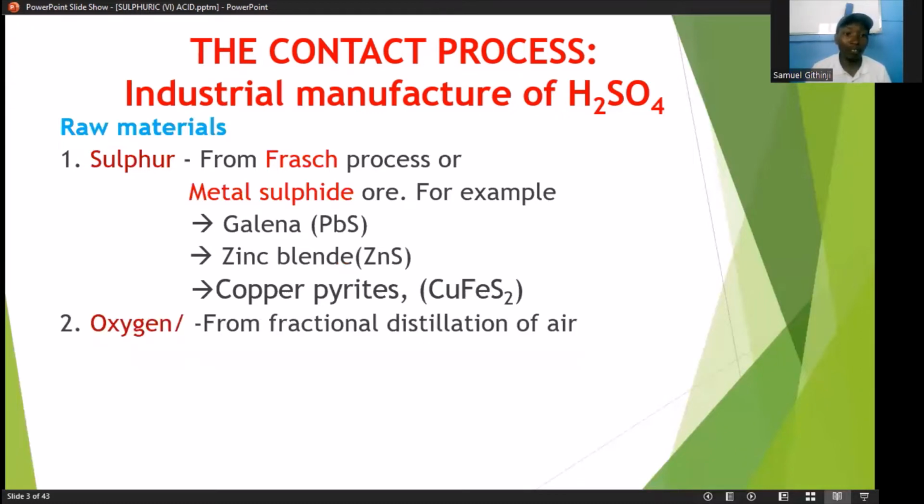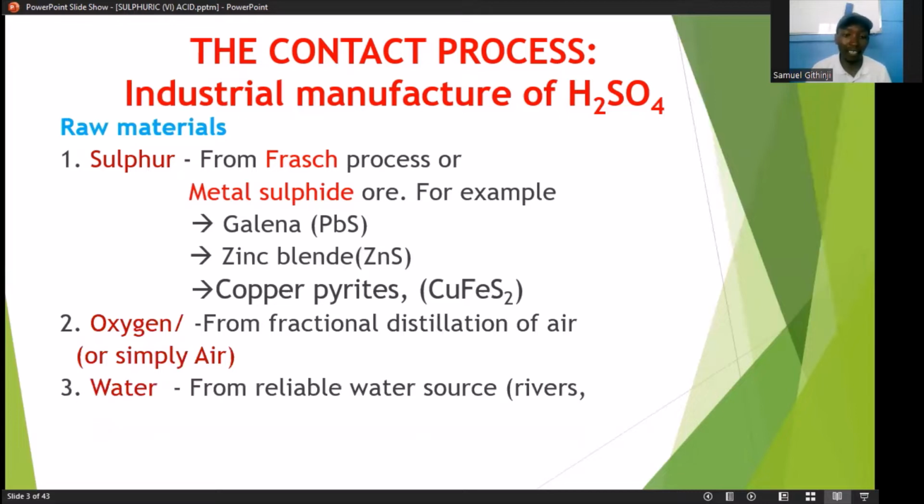Another raw material, oxygen. Mainly we talk about it, we say air. Remember the KCSE 2021, the question was, why do we prefer air instead of oxygen? So instead of going ahead to do purification of air to get oxygen, you can use air directly. So you also need water. So those are the three raw materials. For water, you need reliable water sources, be it rivers, lakes, etc., that can help you get enough of it.